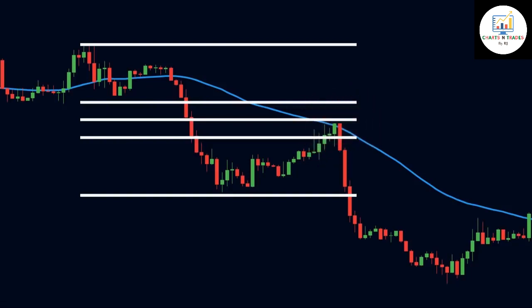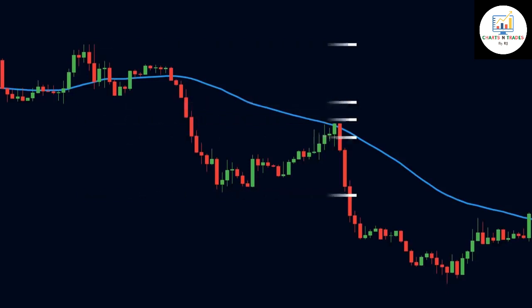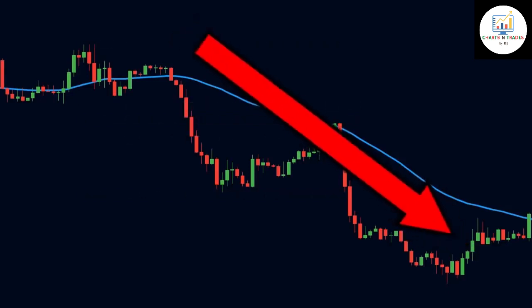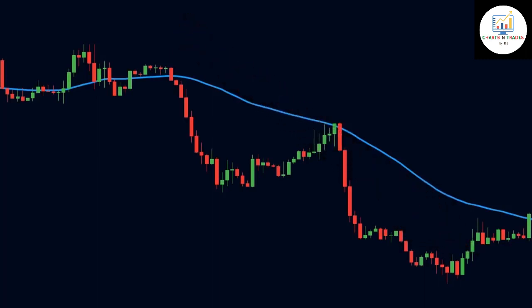When the pullback develops further, we see that the 50-period moving average coincides with the 50% retracement level. If you remember, we established earlier that the 50-period moving average also acts as a level of support and resistance.